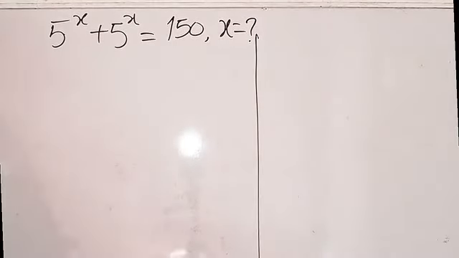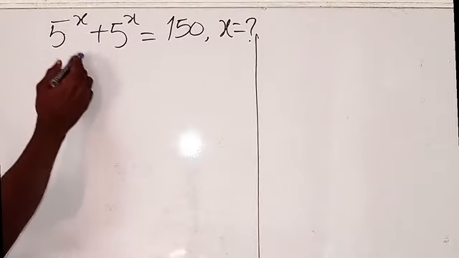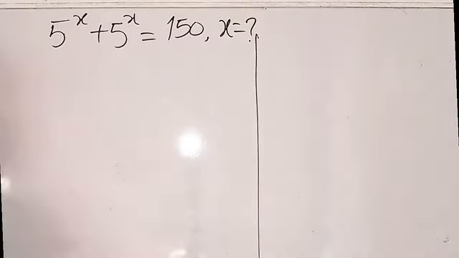Hello, we have this beautiful exponential equation: 5 to the power of x plus 5 to the power of x equals 150. What is the value of x?